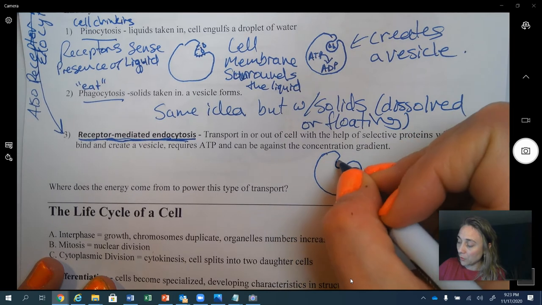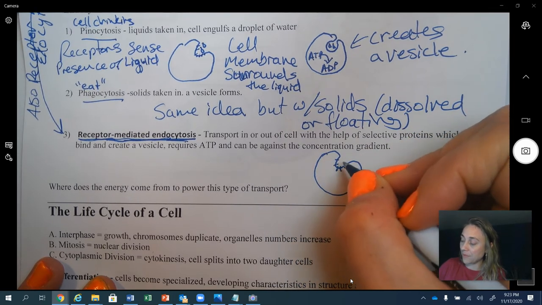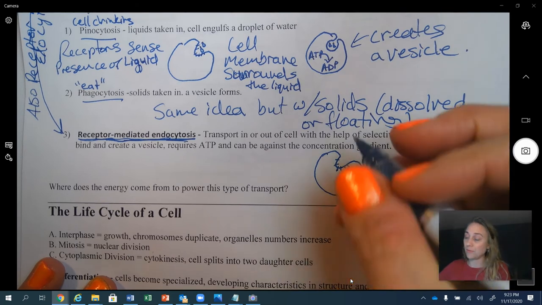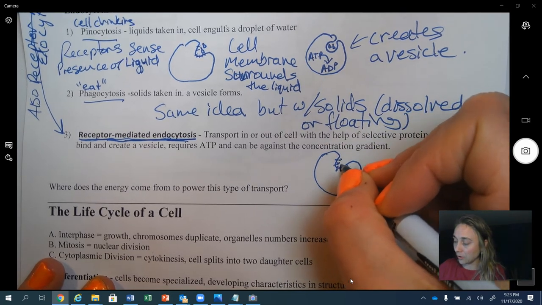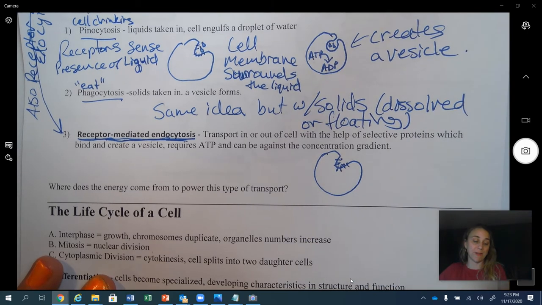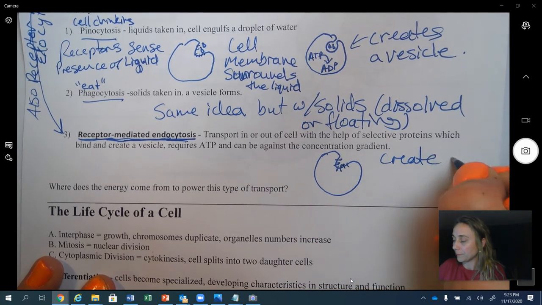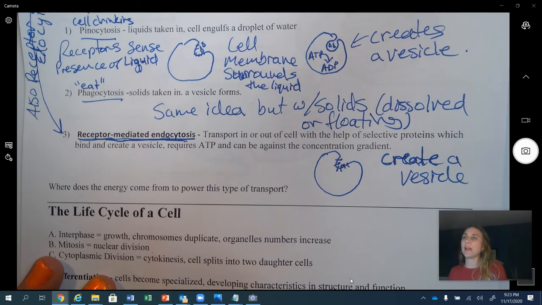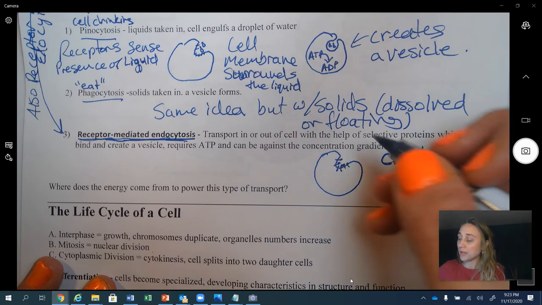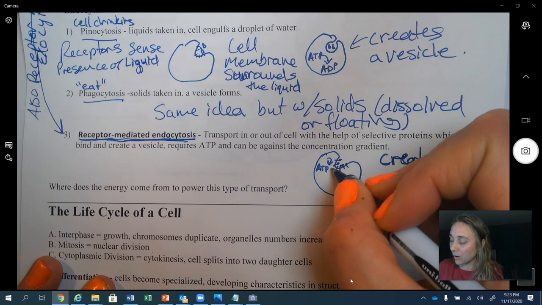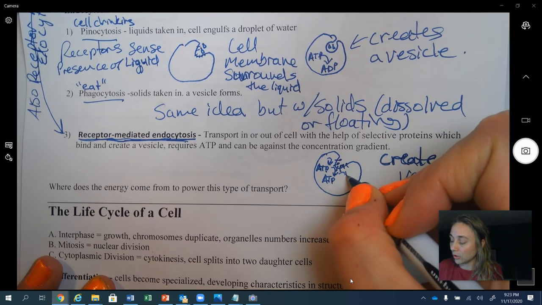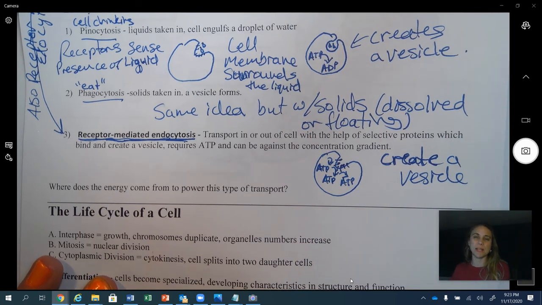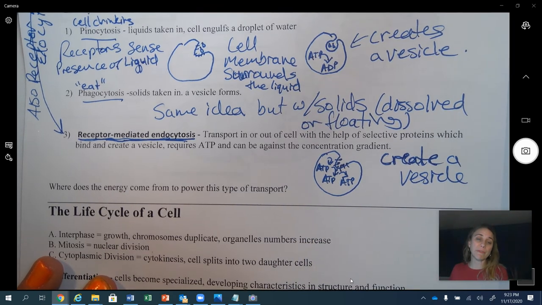Let's draw a little cell here with these receptor proteins that span the cell membrane. And they're like, this is what I like. They're going to bind to it, congregate, and create a vesicle as well. I suppose you could have it pulling the protein across a channel, but you need a channel for that, like we talked about before. Still, ATP is required for these, but you get a lot of stuff specifically that you need.